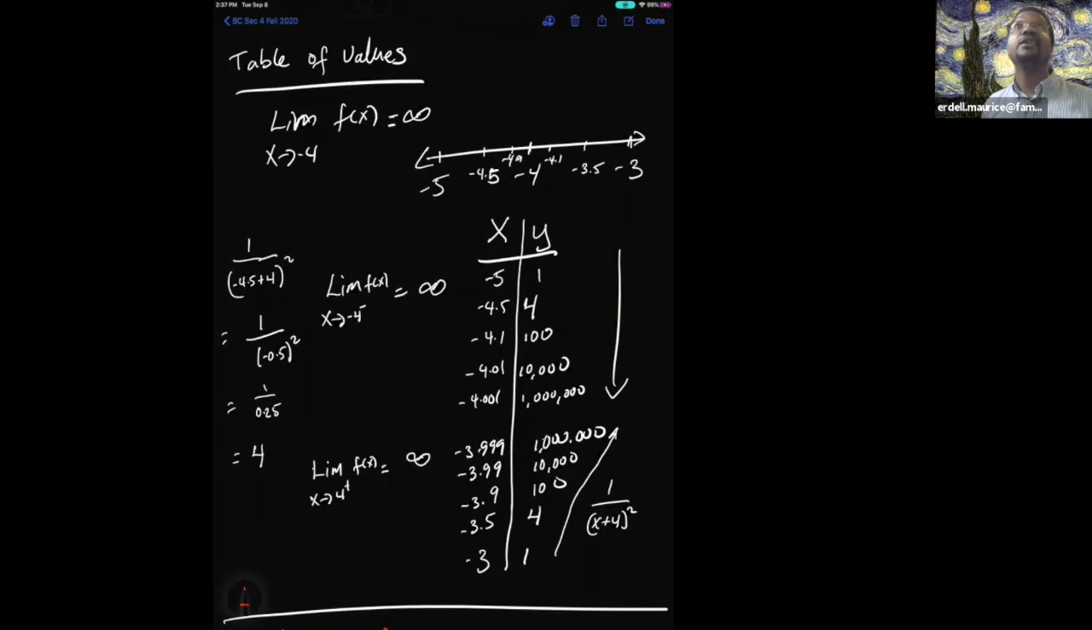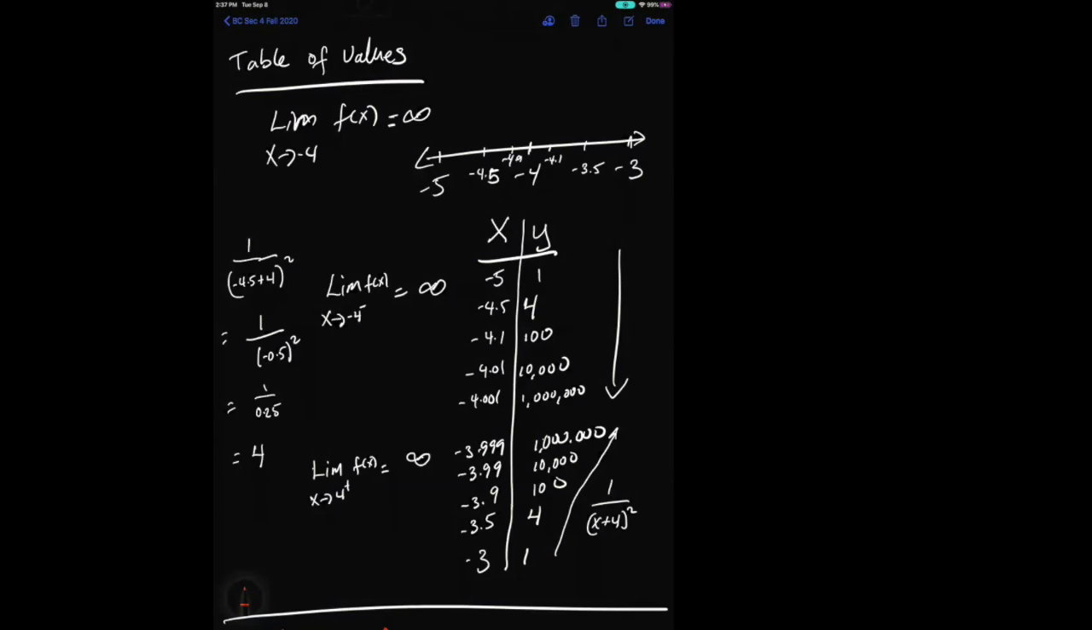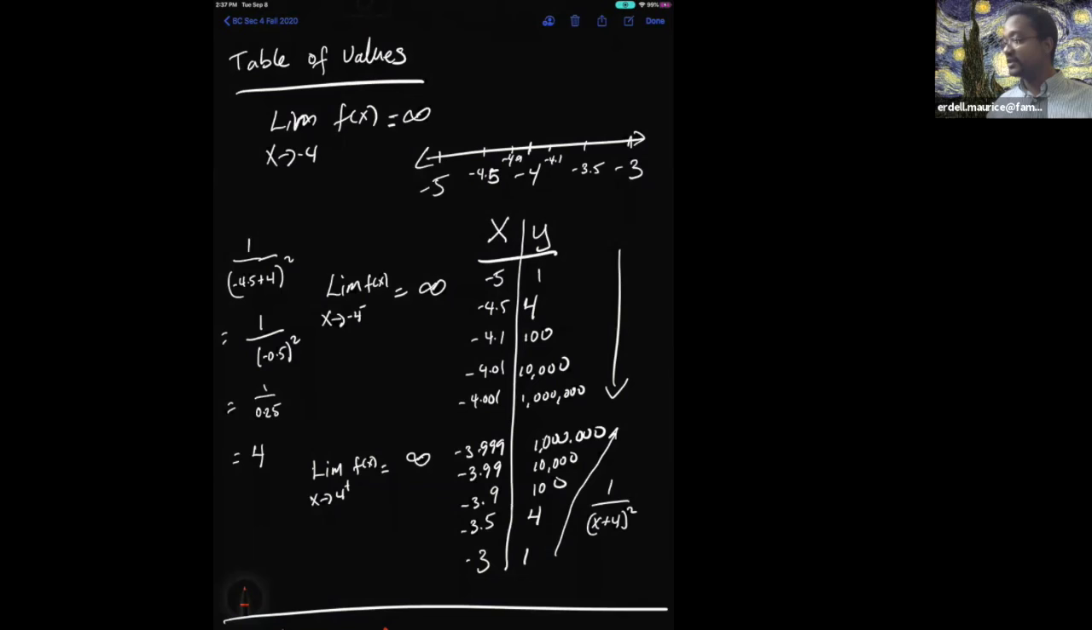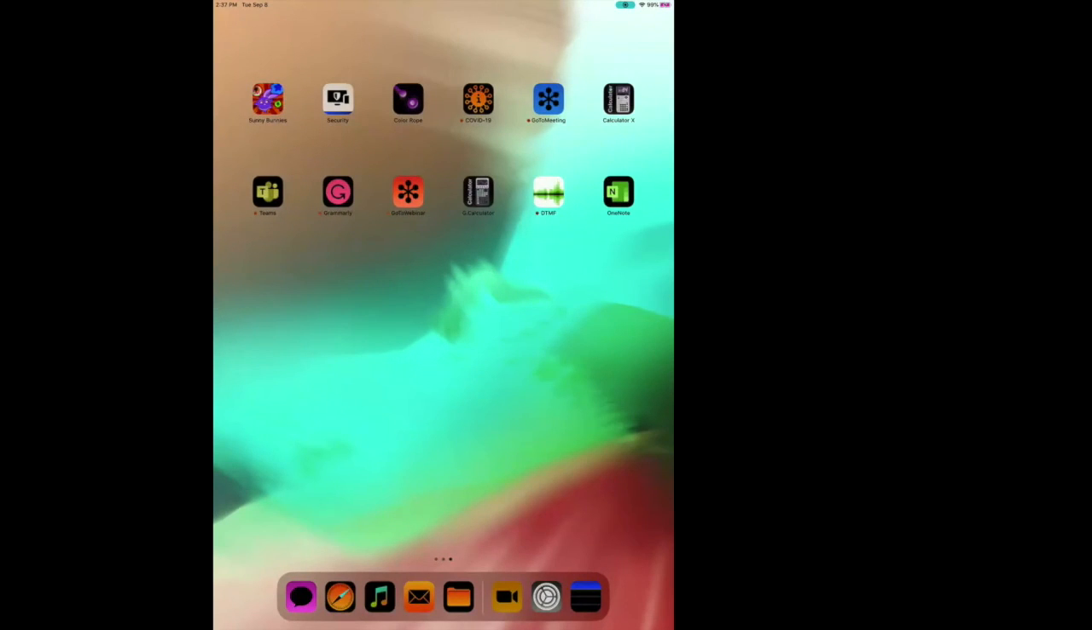Anybody else? For the graphing part, how do you know that both sides are going up? That's what I'm saying. My graphing calculator did it for me. So do I have a graphing calculator on here? I think I do. There you go.